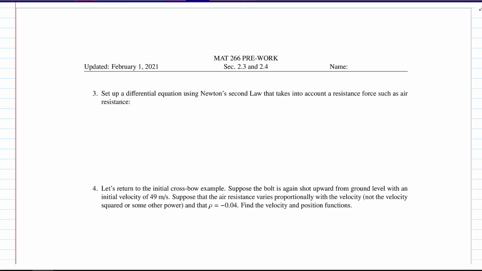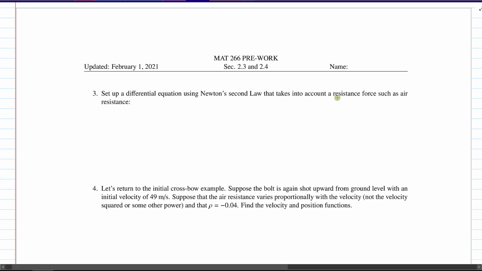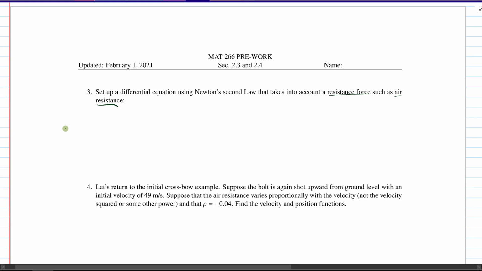So folks, I want to continue on with looking at Newton's second law, and we're going to now elaborate on our model in such a way that it can take into account some sort of resistance force that varies proportionally with some power of the velocity. So we could be thinking of something like air resistance here. So let's go ahead and make sure we understand the issue.